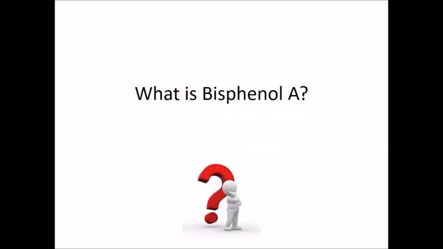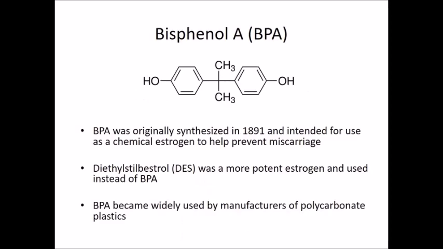So first I'd like to explain what is bisphenol A. BPA, the structure is shown here, was originally synthesized in 1891 and intended for use as a chemical estrogen to help prevent miscarriage. However, at the same time, diethylstilbestrol, or DES, was developed and determined to be a more potent estrogen, and it was used instead of BPA. Now, BPA was never used pharmaceutically, but it became widely used by manufacturers of polycarbonate plastics.